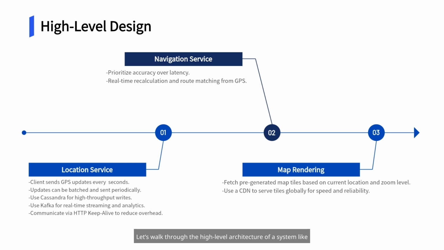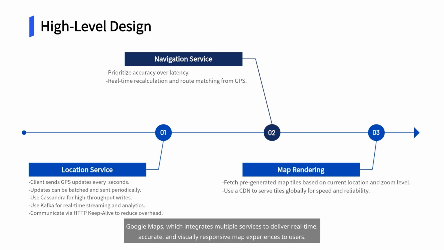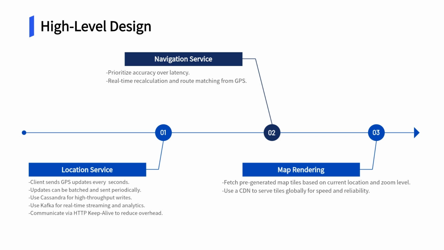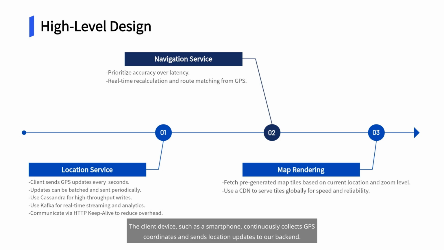Let's walk through the high-level architecture of a system like Google Maps, which integrates multiple services to deliver real-time, accurate, and visually responsive map experiences to users. 1. Location service. The client device, such as a smartphone, continuously collects GPS coordinates and sends location updates to our backend.